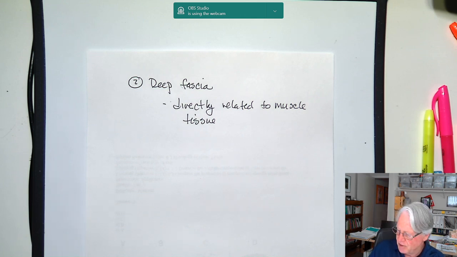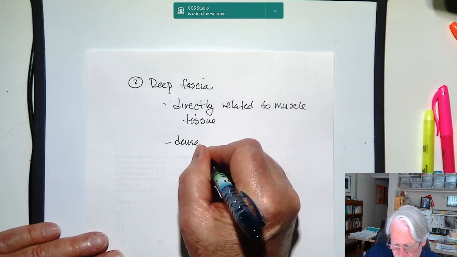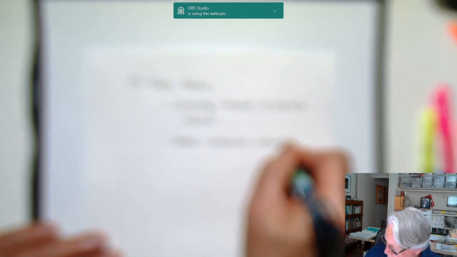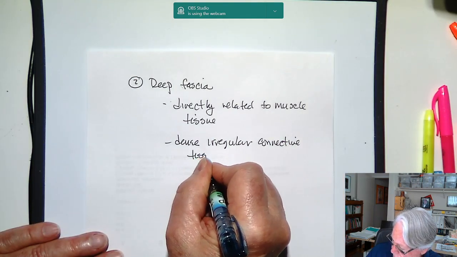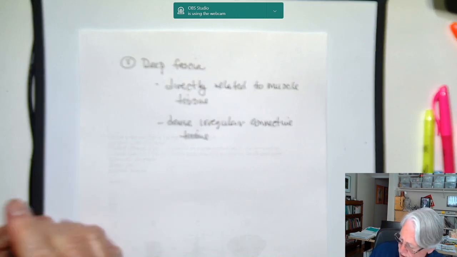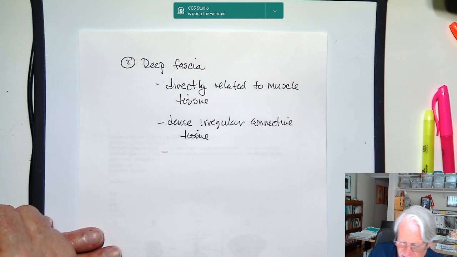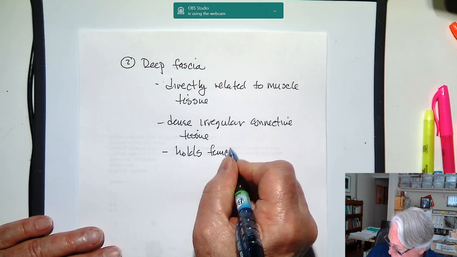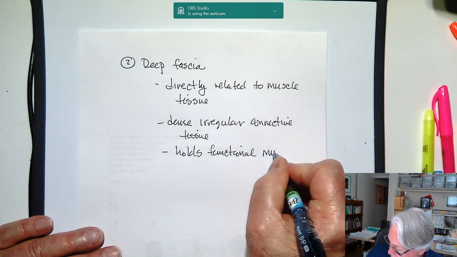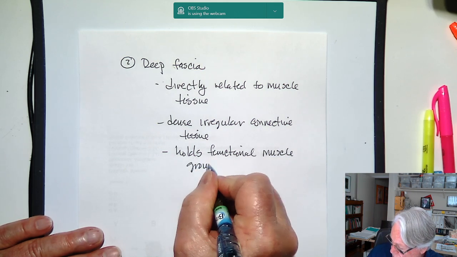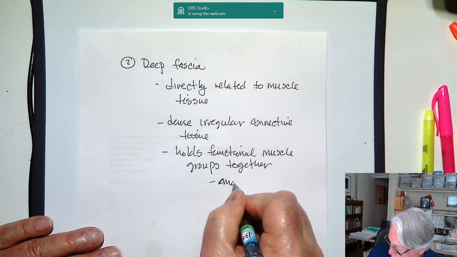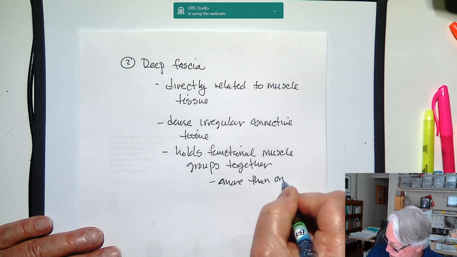Okay? So this is dense, irregular, connective tissue. And what it's going to do is it's going to align body wall and limbs and hold functional muscle groups together. So it holds functional muscle groups together. So more than one muscle.